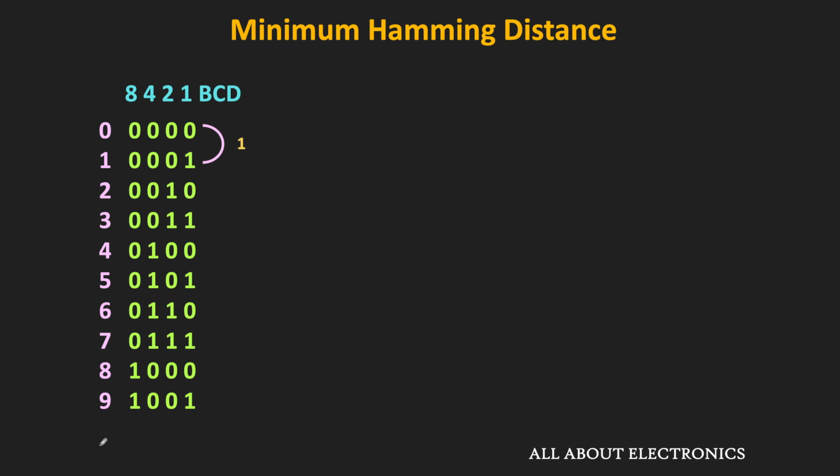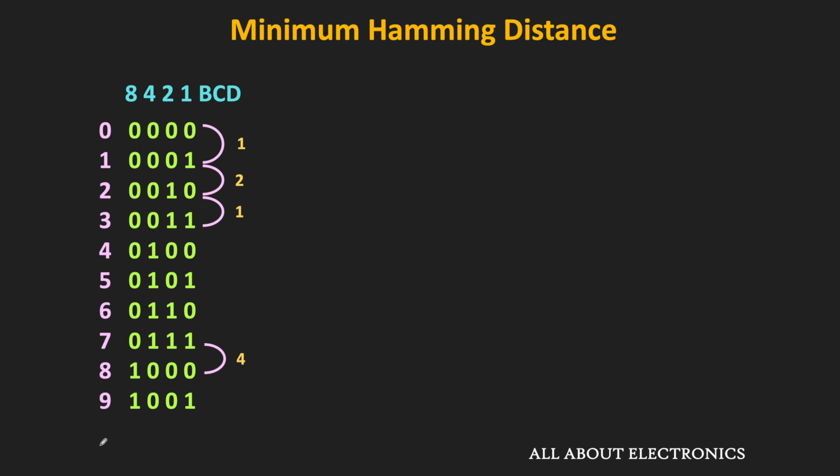On the other hand, the Hamming distance between 0001 and 0010 is equal to 2, because these two codes differ by 2 bit positions. Likewise, the Hamming distance between 0010 and 0011 is equal to 1. If you take the case of 0111 and 1000, the Hamming distance is equal to 4. But among all these different codes, the minimum Hamming distance is equal to 1. That means for this BCD code, the minimum Hamming distance is equal to 1.